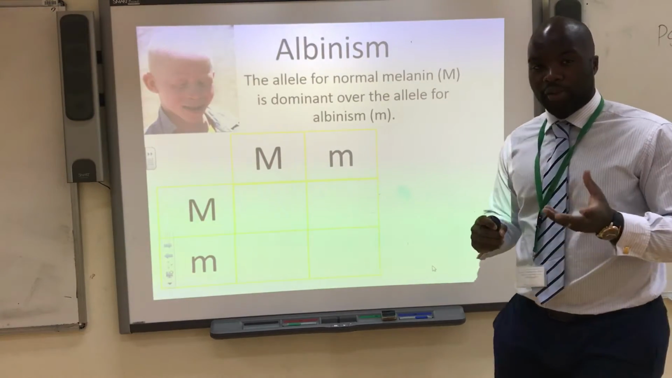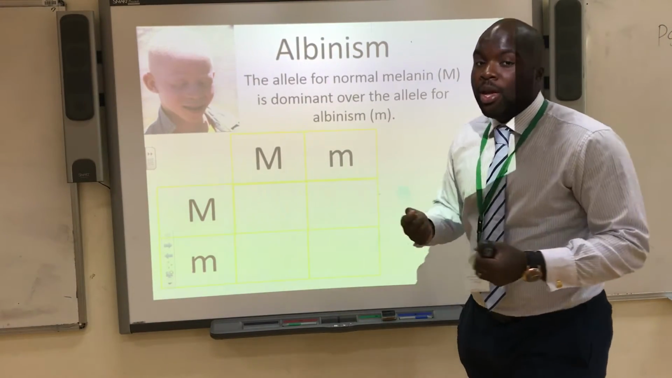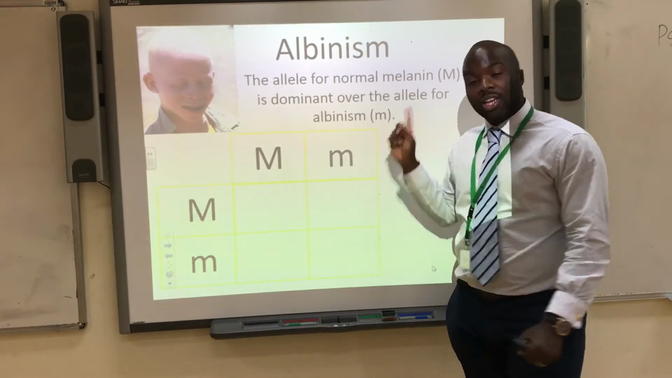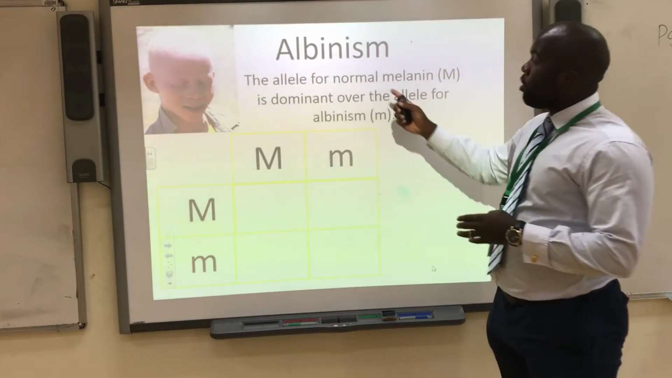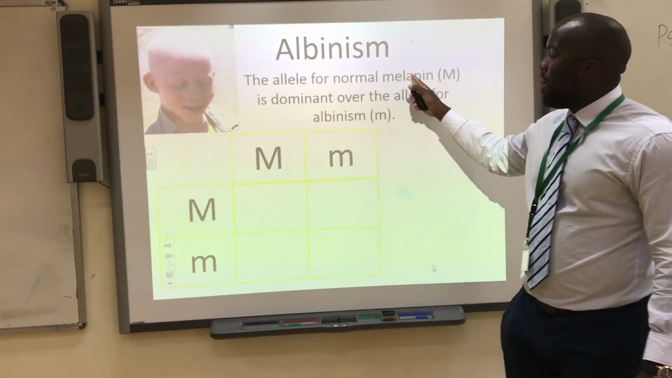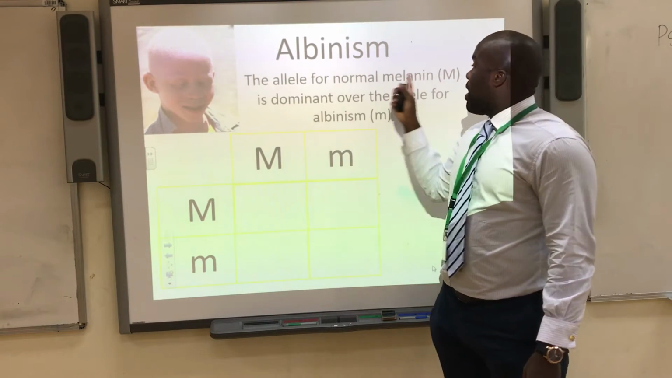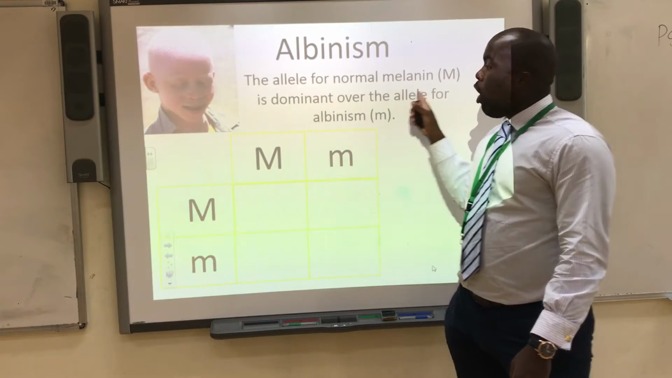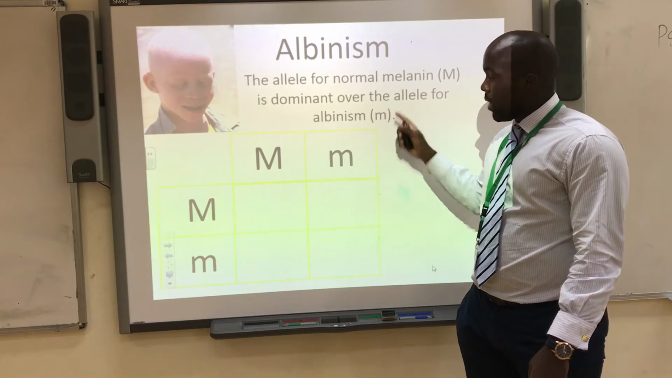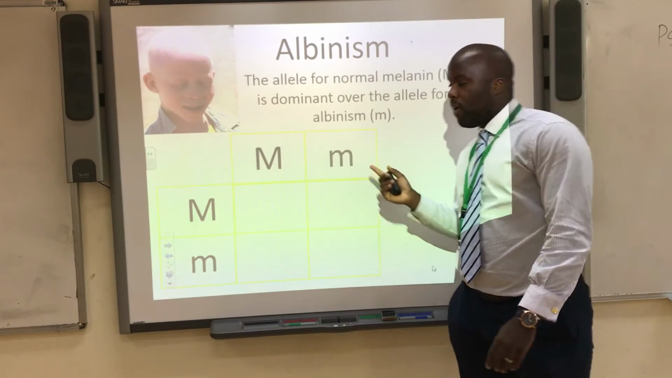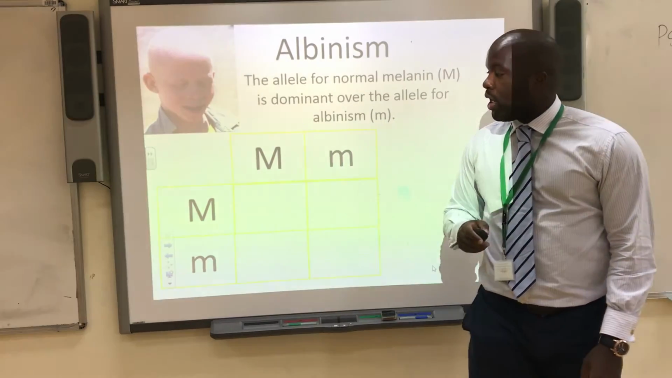Now let's look at a different characteristic to change it up a little bit. Let's look at the probability of a couple having a child with albinism. Again, don't forget I said, you need to read into the question. It will give you snippets of information that will help you to answer the question. So look, it says, the allele for normal melanin is coded for by a capital M, so a dominant allele, so the dominant allele is dominant over the allele for albinism. Albinism is coded for by a recessive allele, so a lowercase. So this individual, let's say this is the father, is heterozygous. This individual, let's say is the mother, is also heterozygous.